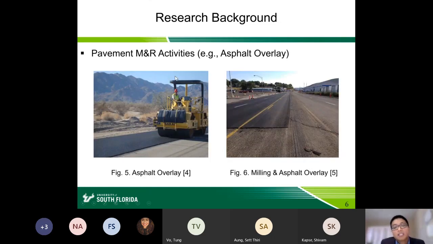Asphalt overlay is the typical pavement maintenance and rehabilitation activity. Asphalt overlay is a new layer that is paved on the existing pavement. Sometimes when the pavement suffers severe distresses, the milling technique will be implemented. It means some part of the existing pavement will be removed, and then a new layer will be paved.